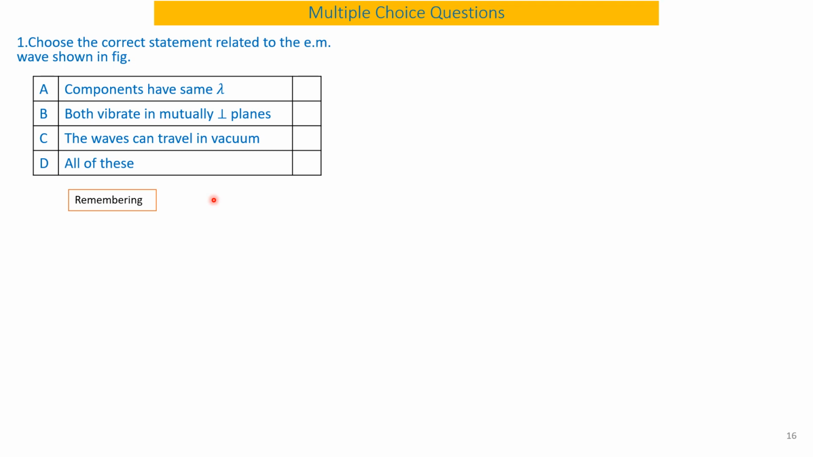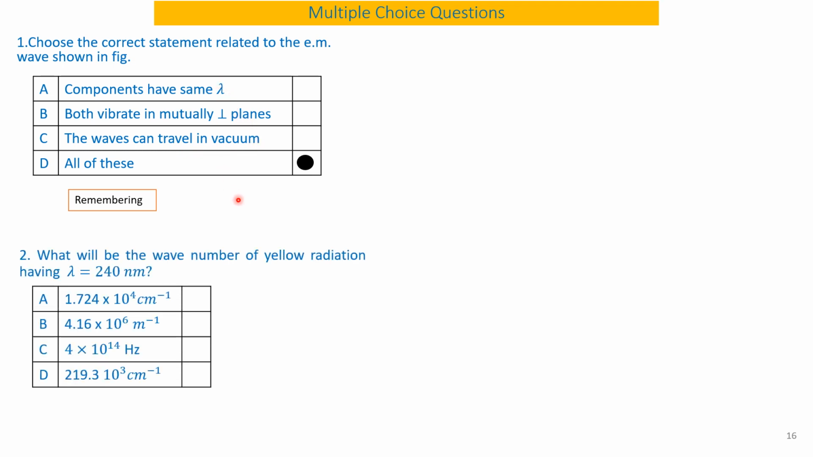So you have to remember that electromagnetic waves have these components with the same wavelength, and both vibrate in perpendicular planes. Waves can travel in vacuum, and all the 3 are common and correct. What will be the wave number of the yellow radiation having lambda equal to 240 nanometers?